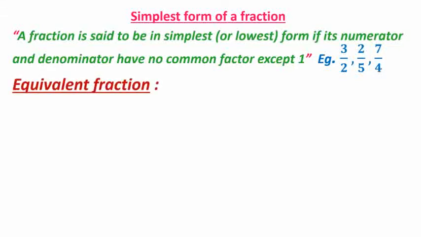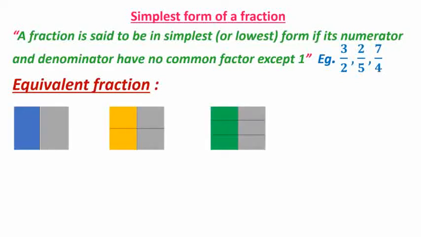Next is equivalent fraction, children. I taught you this, I'll just have a recap of this. You can see here some square boxes are given. The first one is divided into two equal parts and the first half is shaded with blue color. The second square box is divided into 4 equal parts and two boxes are colored with yellow, and in the third one 6 boxes are there and 3 are colored with green. If I want to write the fraction of these colored square boxes, what will I write? I will write 1 by 2 for the first one, 2 by 4 for the second one, and 3 by 6 for the third one.